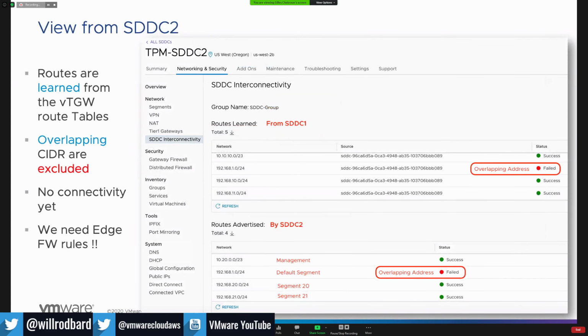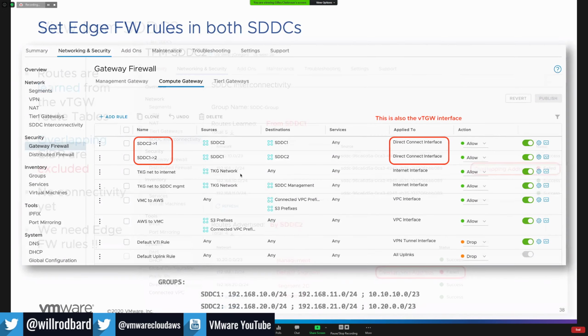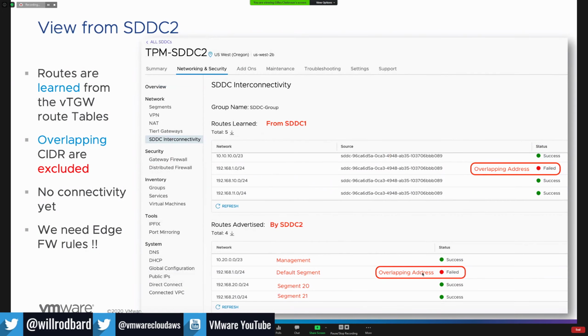If I look from SDDC2's point of view, I have a problem because SDDC2 also has the 192.168.1 network. So both of them are going to be rejected. So I have failed here and failed here. I'm not going to learn this route from SDDC1, and I'm not going to advertise this route on SDDC2. Okay.